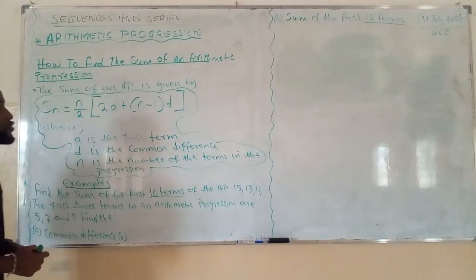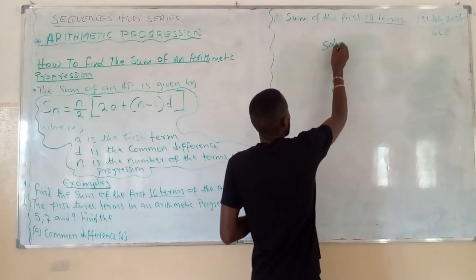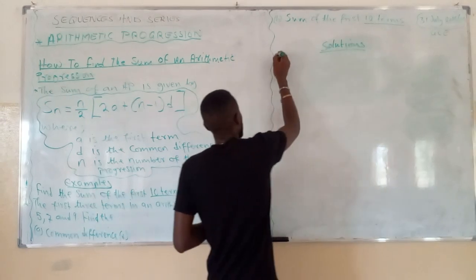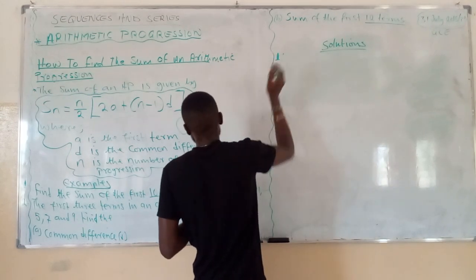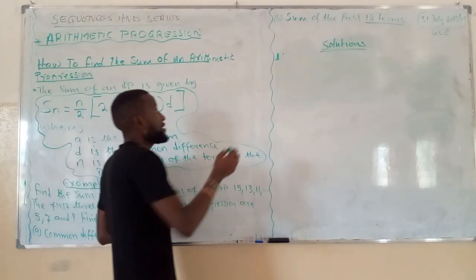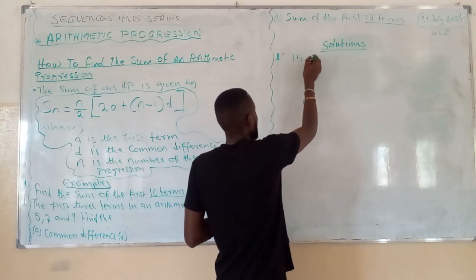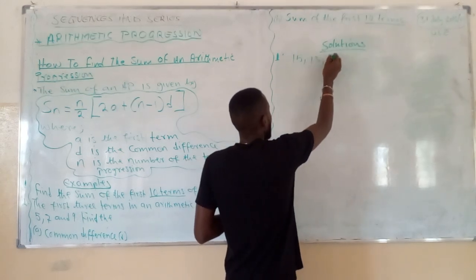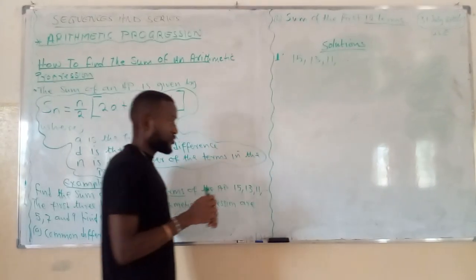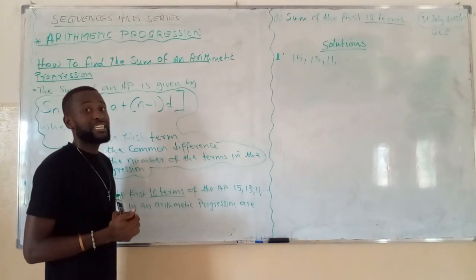Let's first start with the first one, solutions. The first question, which is question number 1, is asking us to find the sum of the first 10 terms, given 15, 13, 11, and so forth until 10 terms. So that is what the arithmetic progression looks like.